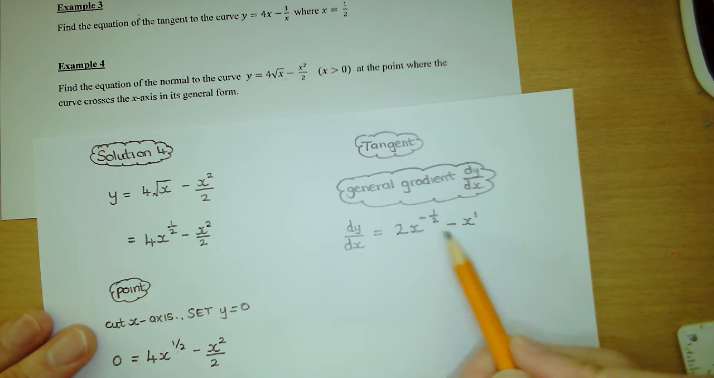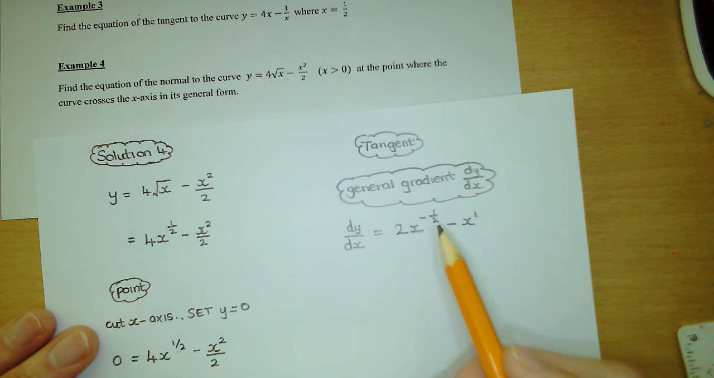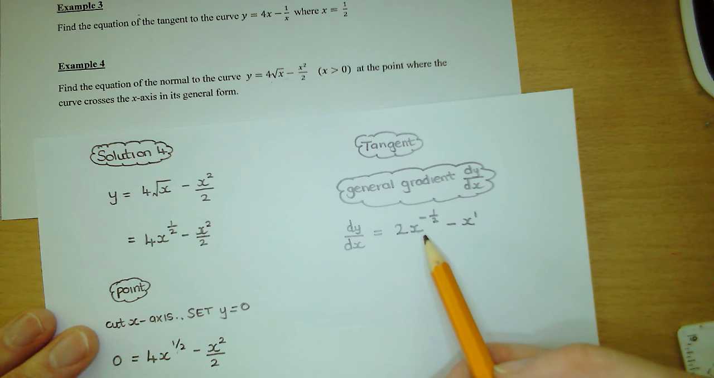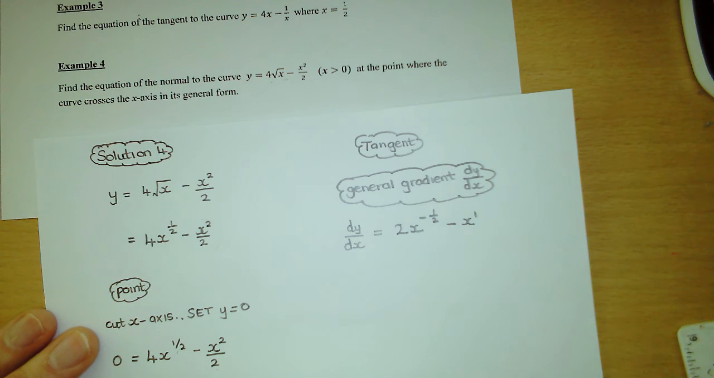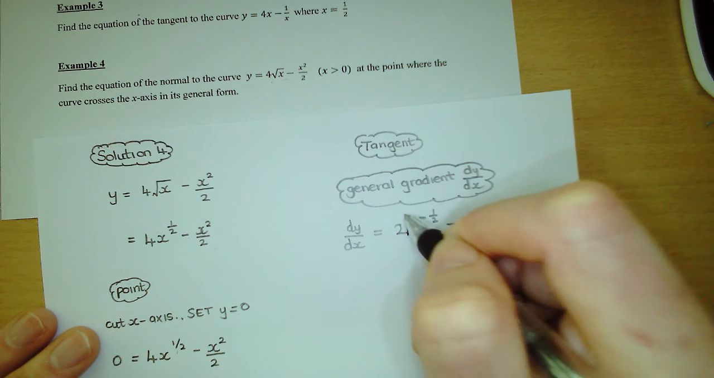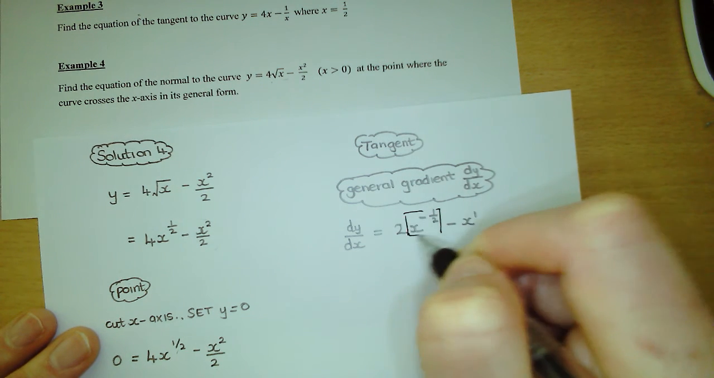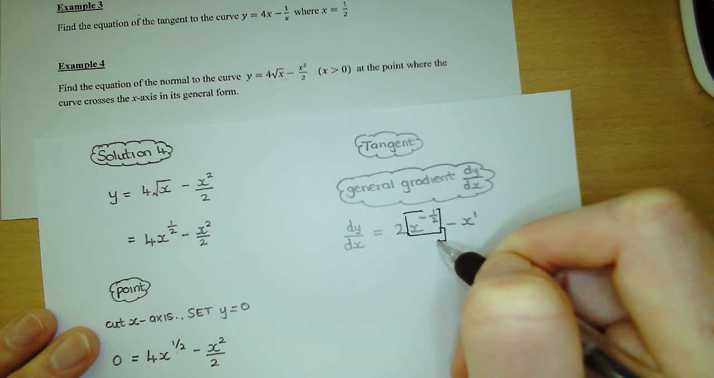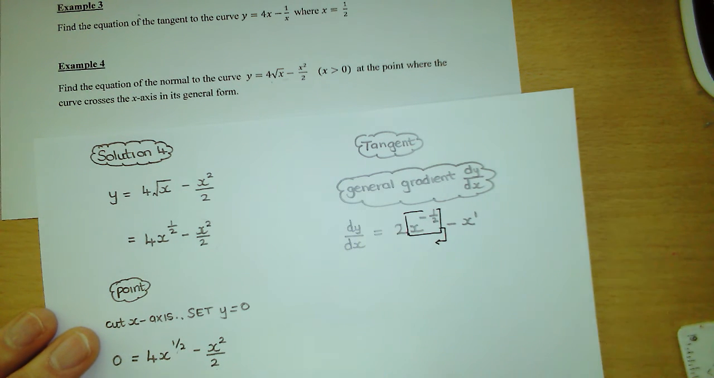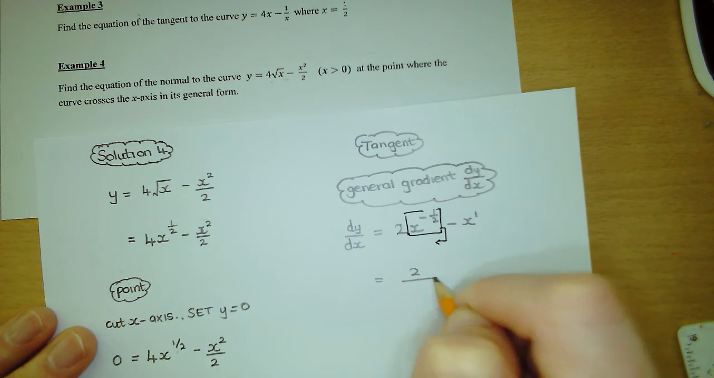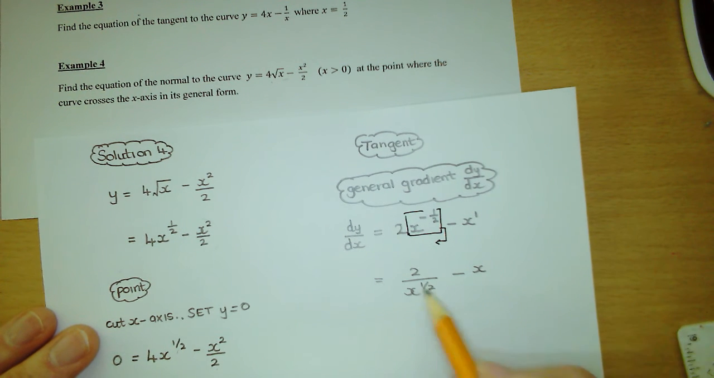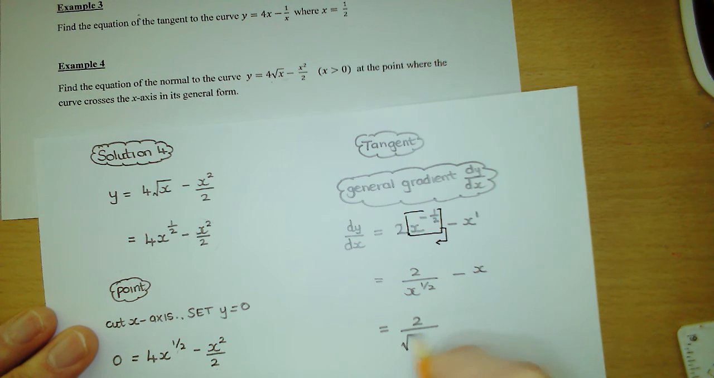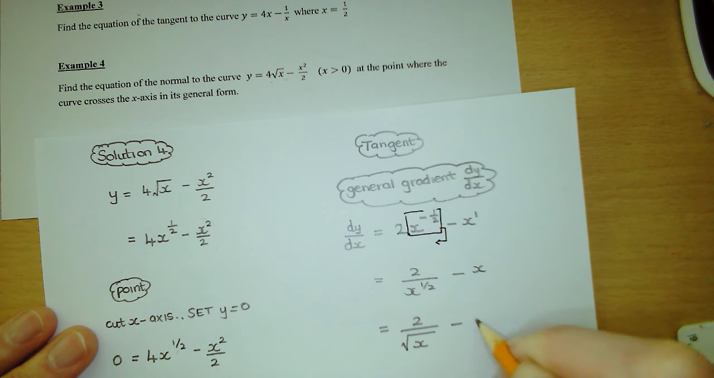Now that we've differentiated, if there's any negative powers of x, we're going to bring them back to the bottom line, and then if there's any fractional powers, we'll write them in root form. So you can see clearly here that we've got a negative power of x, so that x there is going to be slid to the bottom line again to make its power positive. So we're going to get 2 over x to the power of a half, and then we're just subtracting x. We're now going to write this in root form, so that's going to give us 2 over the square root of x, minus x.